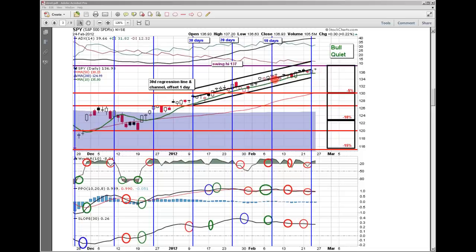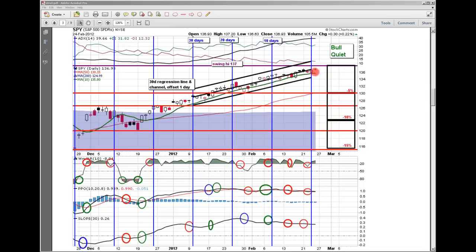The black line in the center is the regression line of the last 30 days with one day offset, so we're looking at day minus 1 to minus 30. The outer black lines are the channel formed by the maximum excursion from the regression line that looked like it happened here about 17 January and then again here at the end of January. So we have price right on the regression line, right where you would expect to find it.